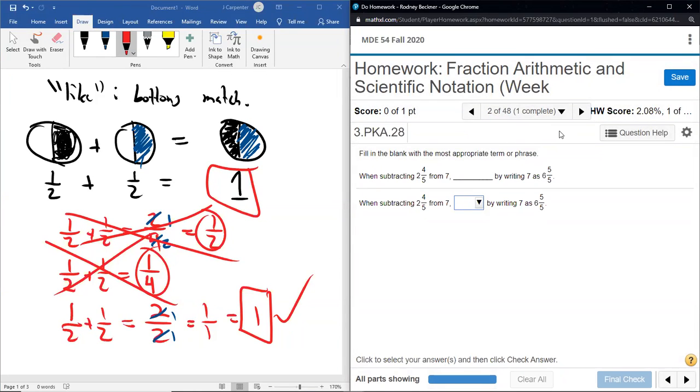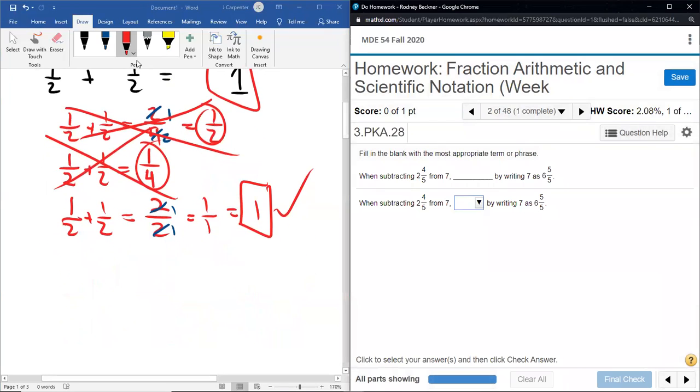All right, fill in the blank with the most appropriate term or phrase. When subtracting 2 4/5 from 7, blah, blah, blah, by writing 7 as 6 5/5. So here's the problem that they're talking about with this number 2. It threw me off because I saw 3 there. I was about to say 3.